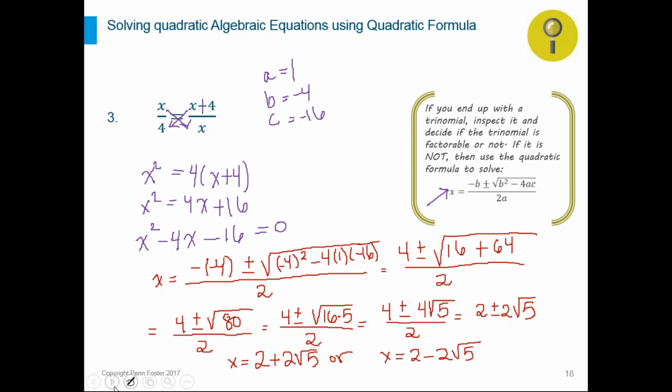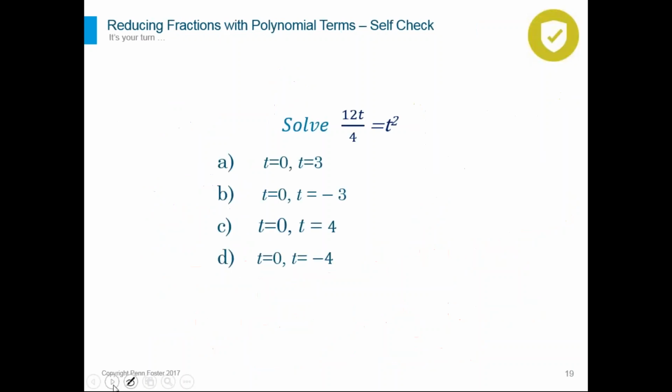Okay, let's move on to the last self-check for this webinar. Solve 12t over 4 equals t squared. Okay, well, the t squared is just t squared. It's not t squared over something, but I'm able to change that to a fraction form. I'm going to leave you to do that and think about it. And I'll put myself on mute until you think about this, and then later on you can share your answers.